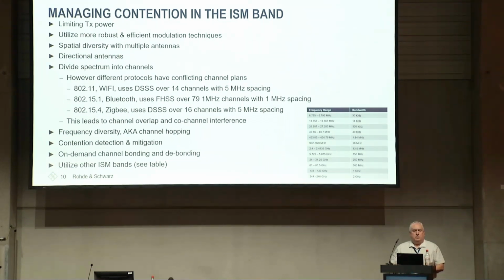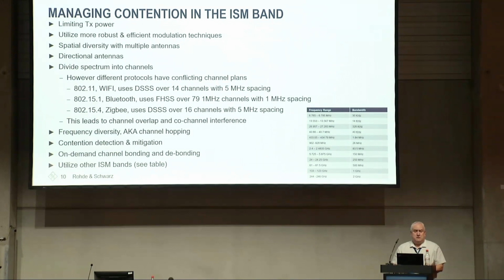You utilize more efficient modulation techniques. We've gone from 802.11b, C, G, N, AC, AX, and all of these have more efficient modulation schemes that mean that the spectrum is used in a more spectrally efficient manner. Spatial diversity with MIMO antennas is one of the key ways that we can use it.